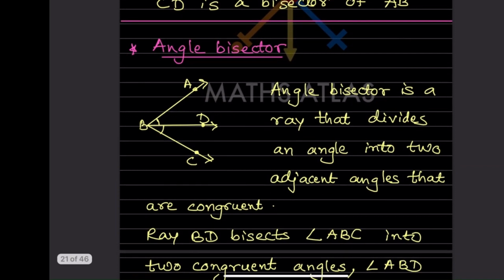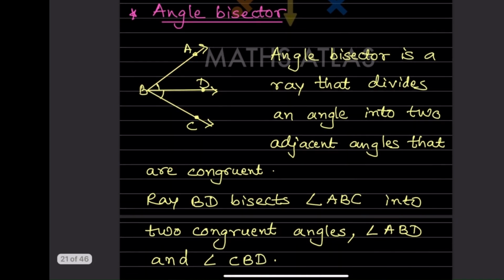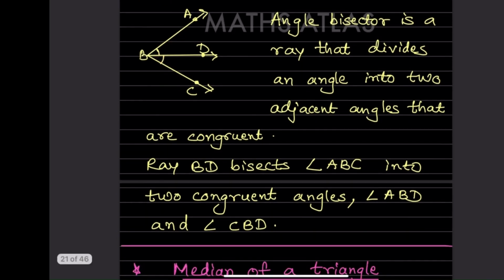Now the angle bisector. So if this is an angle ABC, and this is the bisector, means these both are the equal angles. Whatever the angles are, these both will be equal. So BD is the bisector. An angle bisector is a ray that divides an angle into two adjacent angles, means these are the adjacent ones which are at the side. So we can say ray BD bisects angle ABC into two congruent angles. What do you mean by congruent? Equal. Whatever the angle you have here, the same angle will be there. That angle is going to be angle ABD and angle CBD.